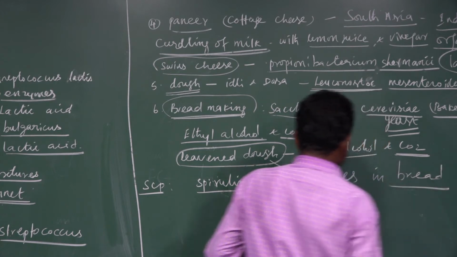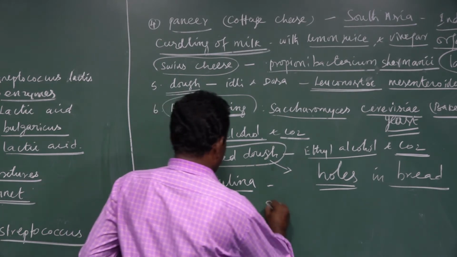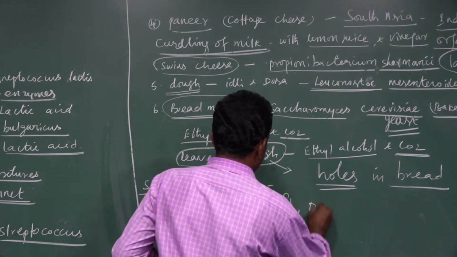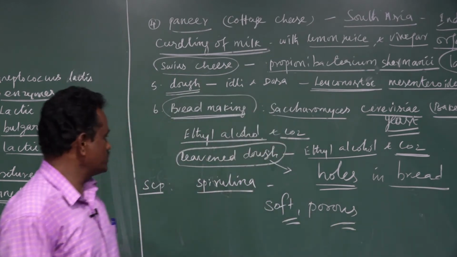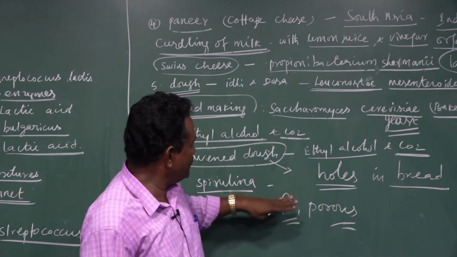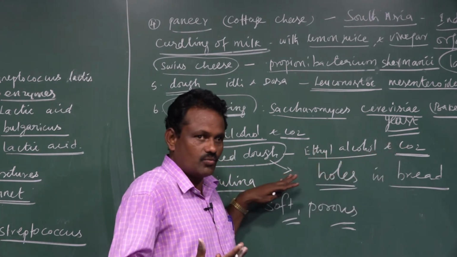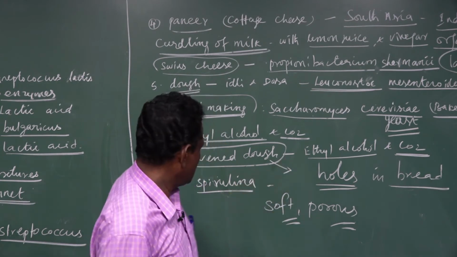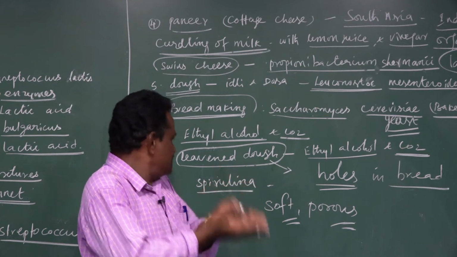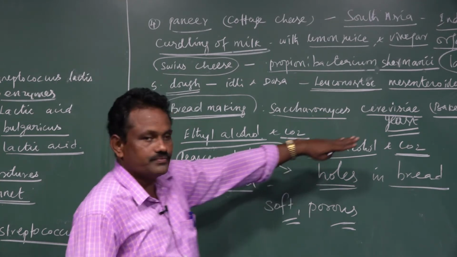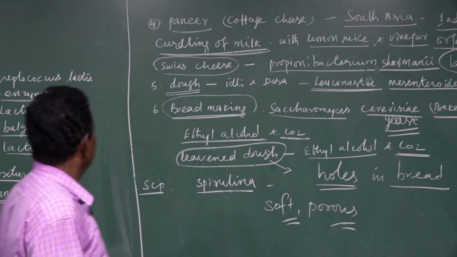When these two evaporate, that produces more holes in the bread. Because of these holes, the bread becomes soft and also porous. The bread becomes soft and porous because of the evaporation of ethyl alcohol and carbon dioxide, making more holes. And the dough during baking also slightly rises. That is also because of the carbon dioxide. So this is another household product.